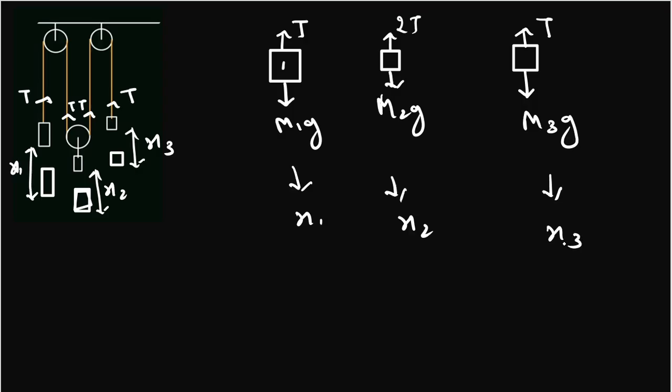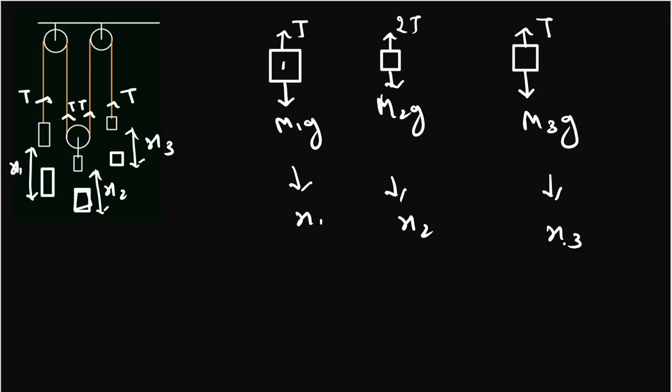Now we have to use the work energy theorem or the work energy power concept. Tell me, two forces are acting. Let's take the first block, block 1. Two forces are acting on block 1: tension and M1G. If the block is moving down, the work done by M1G will be positive and the work done by tension will be negative, because tension is upward and the block is going downward.